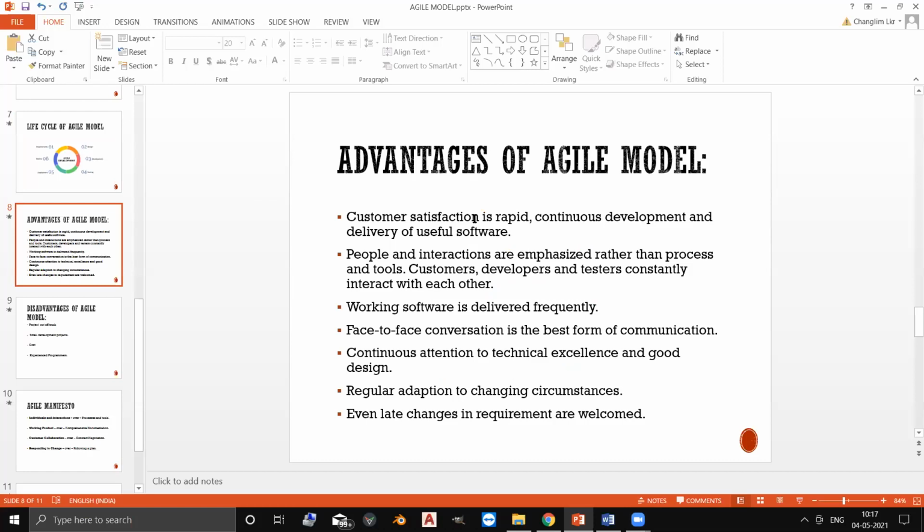Next, advantages of agile models. The customer satisfaction is rapid, and there is continuous development and delivery of the software. The next one is there are interactions between the people, like the customers, developers, and the testers. The third point is the working software is delivered frequently. Then there is continuous attention to technical excellence and good design, regular adaptation to changing circumstances, and the last point, even late changes in requirements are welcome.